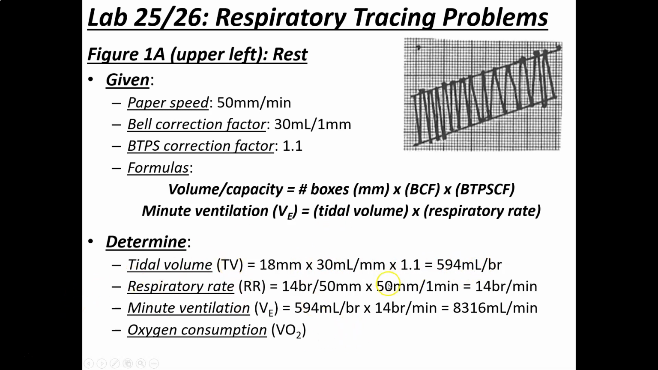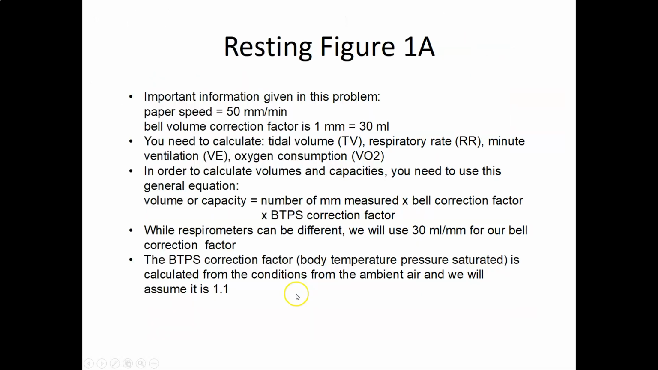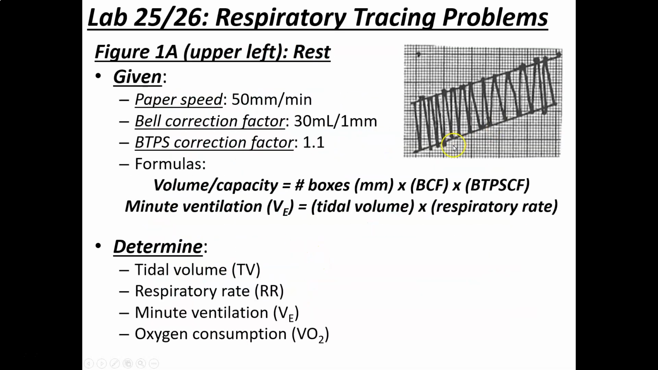Okay. If you counted 17, the only difference would be this is 17, so 17 times 30 is 510, times 1.1 would be 561 mLs per breath. So, again, anything within about usually 1 or 2 millimeters plus or minus is fine. So that's how we would measure the tidal volume on this.